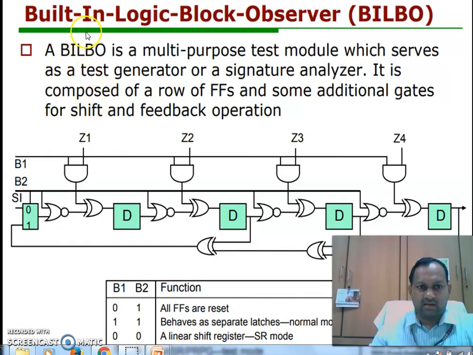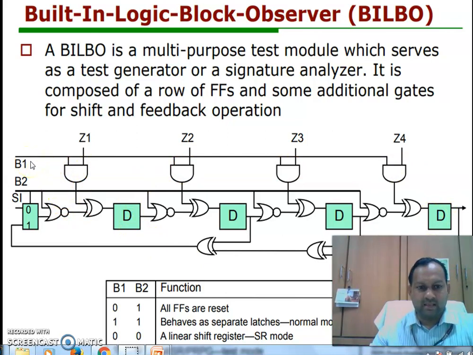Coming to the next architecture, the built-in logic block observer. In this built-in logic block observer, there are different types of block observers. The inputs are B1 and B2, and we apply 0 and 1 to this function. All flip-flops are reset in this circuit diagram. When you apply B1 and B2 inputs 1, 1, it behaves as latches, and the circuit operates in normal mode of operation.